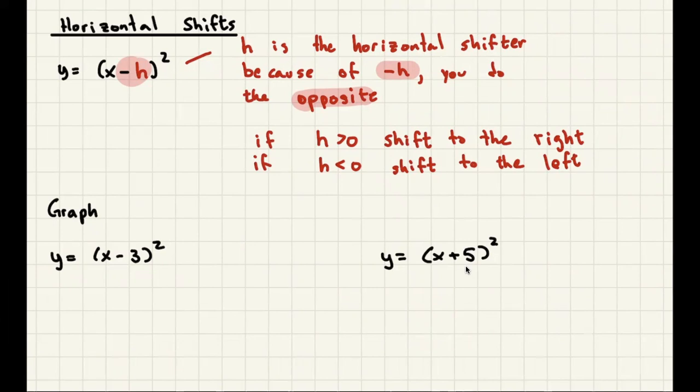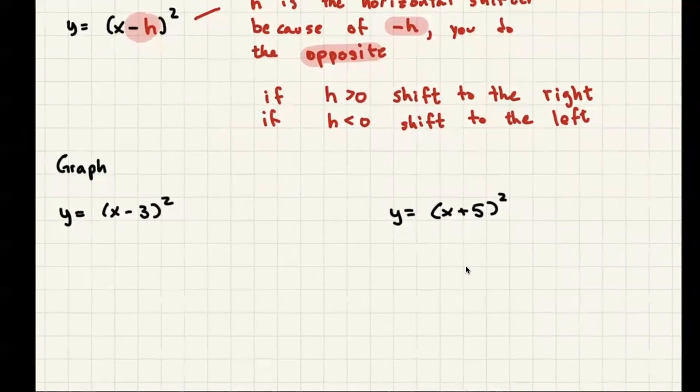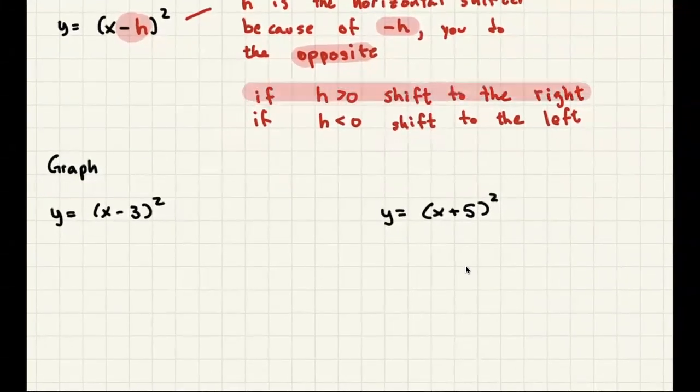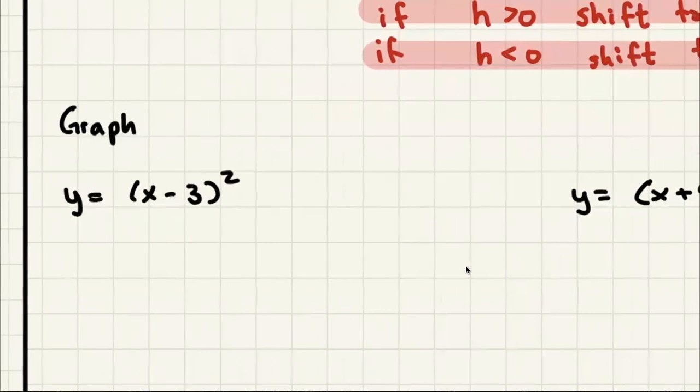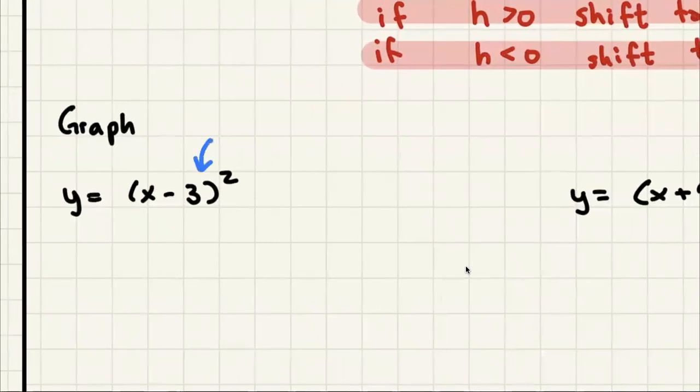So let's look at this. We shift to the right when H is positive and we shift to the left when H is negative. But how do we know what our H value is? Because of this minus here, we take the opposite value. So right here we have -3. That means H is equal to 3. So we go to the right 3 units. That's what I have right here.